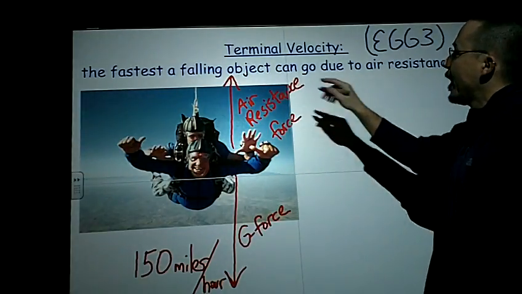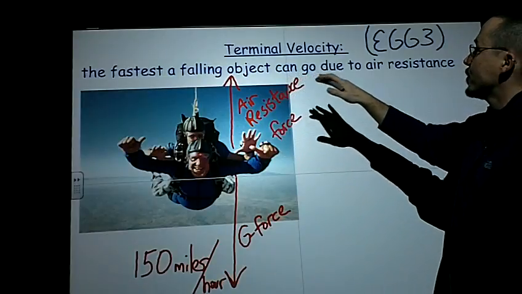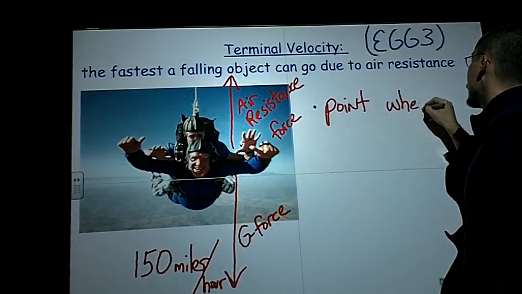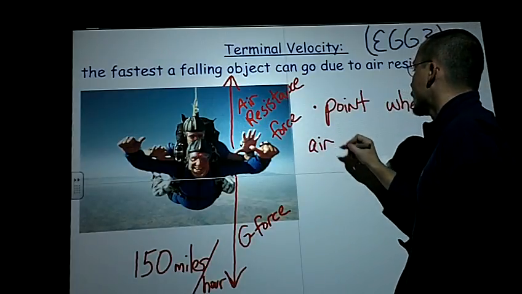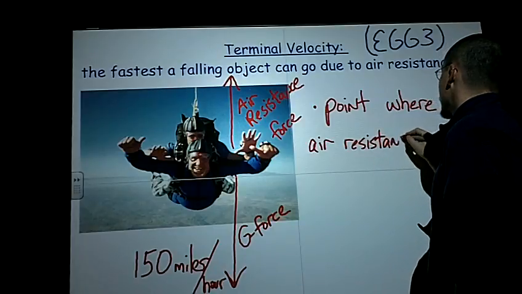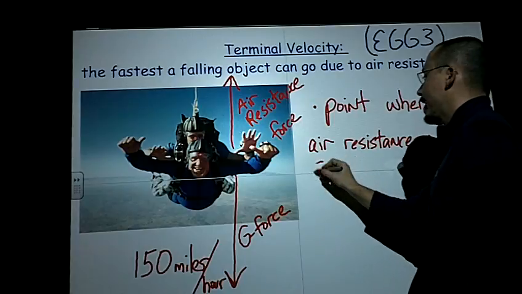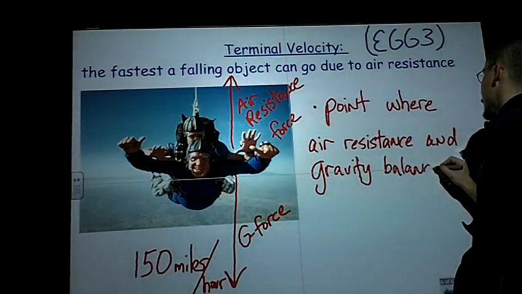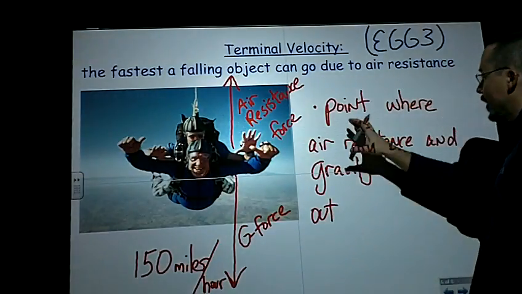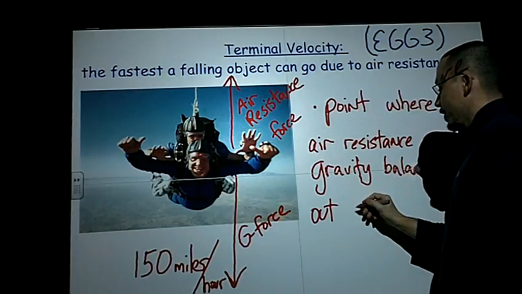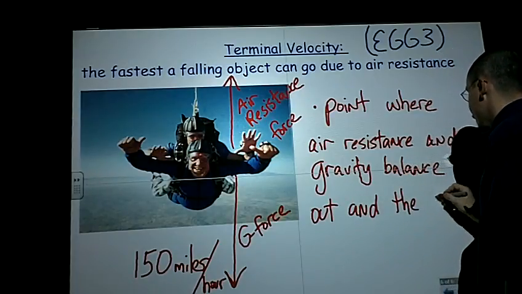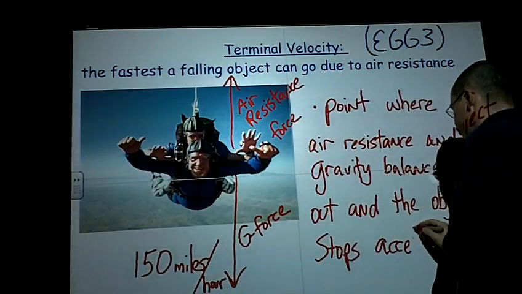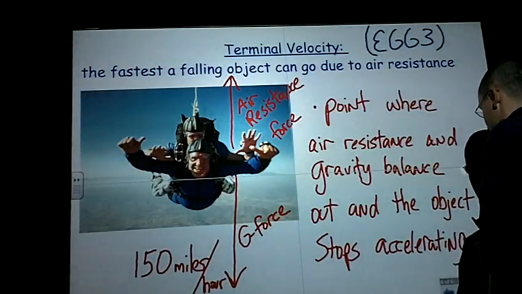We need some text to write over here. A good thing to say would be, well, if terminal velocity is the fastest a falling object can go due to air resistance, it is also the point where air resistance and gravity balance out, and the object stops accelerating. And that should be everything you need.